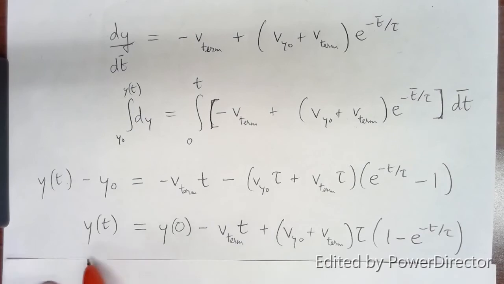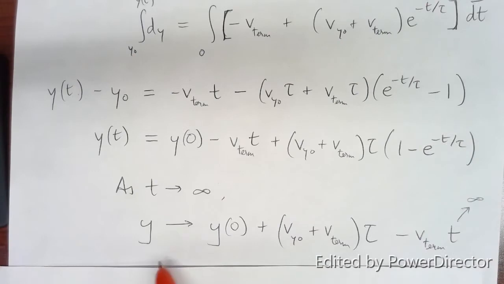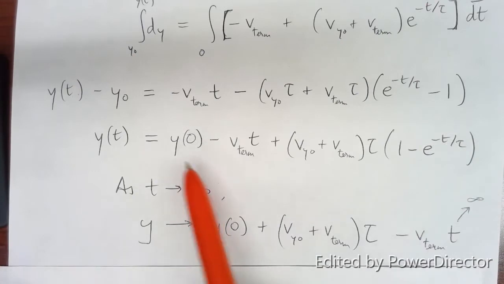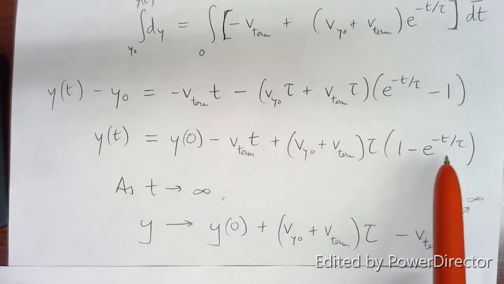And we can rewrite that to y of t is equal to the initial y position minus v term t plus this whole term. Again, we see the sort of charging capacitor behavior here. As t tends to infinity, well, y0 is constant. And in this term, we see that as t tends to infinity, this term is going to go away.